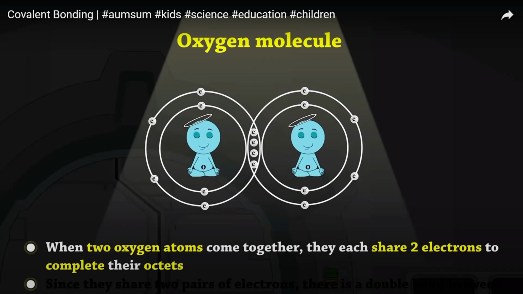Okay, so we can fill up at the top. We have an oxygen molecule. So you can fill that box in at the top of page 43. And then we have when 2 oxygen atoms come together, they each share 2 electrons to complete their octets.